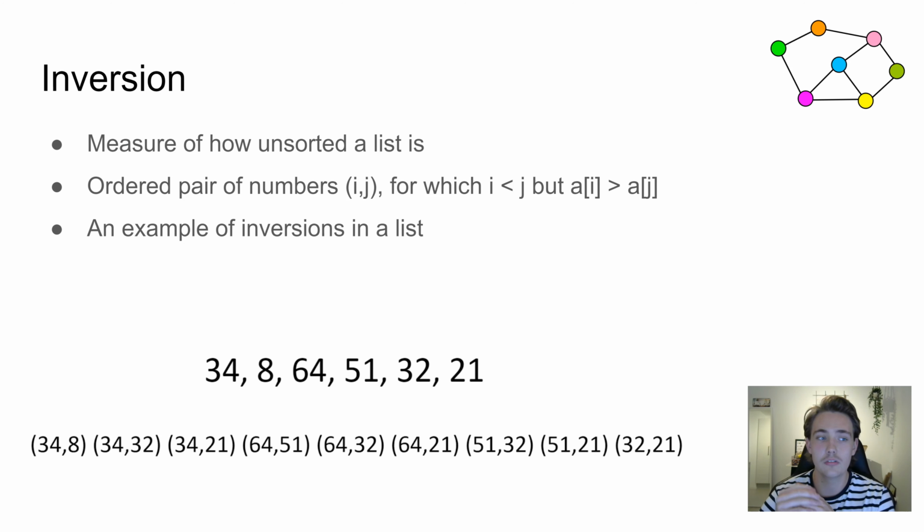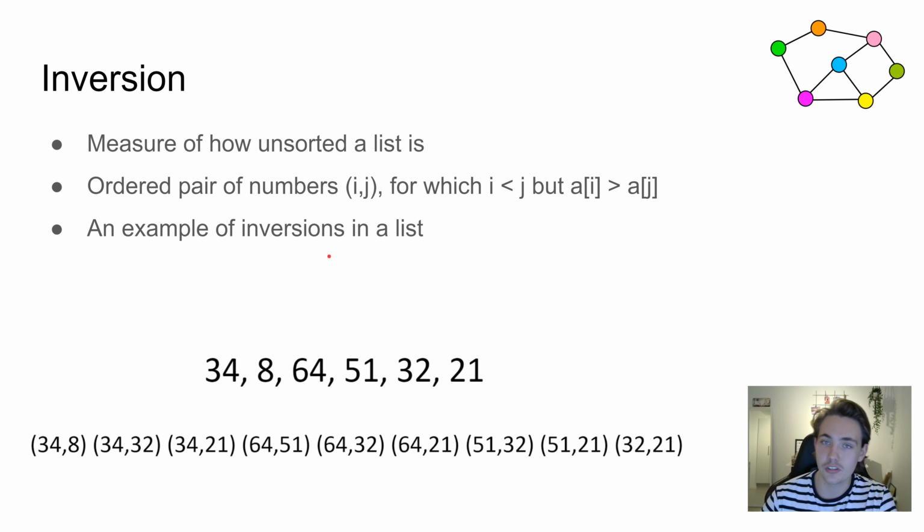So first of all, we need to know what an inversion is when we're talking about sorting, because we use inversions to measure how much a list or a vector or array is unsorted. It's an ordered pair of indices (i, j) for which i has to be less than j, but the element at index i in the array has to be bigger than the element at index j.